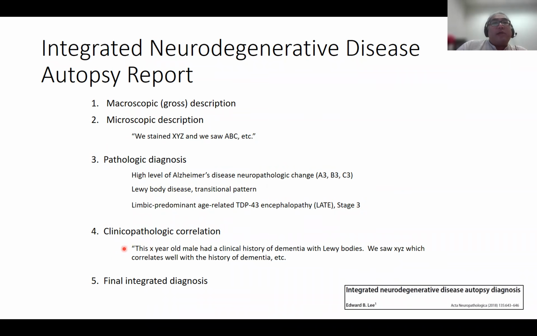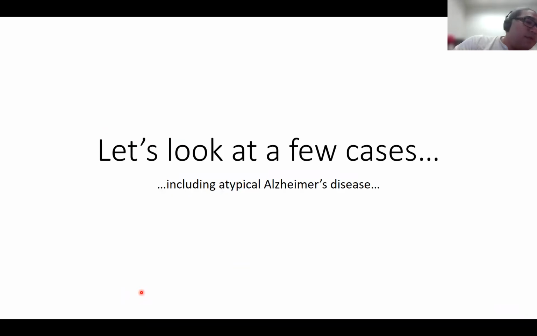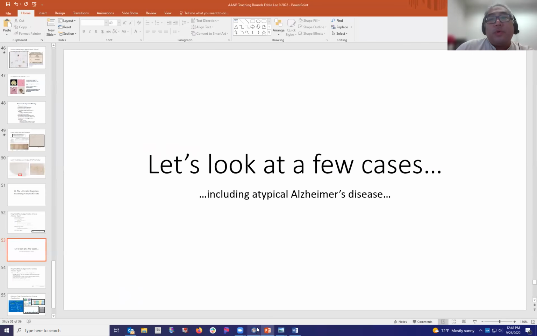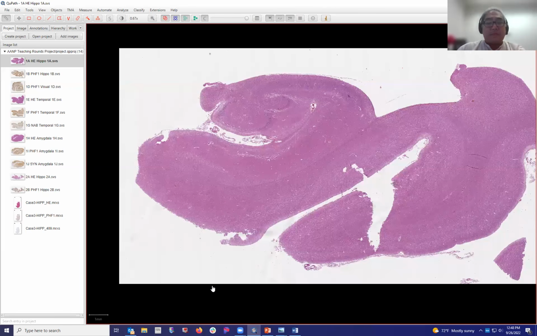We add a clinical pathologic correlation section, and that's where you're going to pull in all the clinical, neuroimaging, genetic, and other data you have, and say, well, this person had this phenotype. This is what we saw. That makes sense, or that means this is an atypical case, or whatever it might be, and then come up with a final integrated diagnosis. And we'll talk about that integrated diagnosis in a bit. So with that, I'm going to escape through this and then pull up some cases.